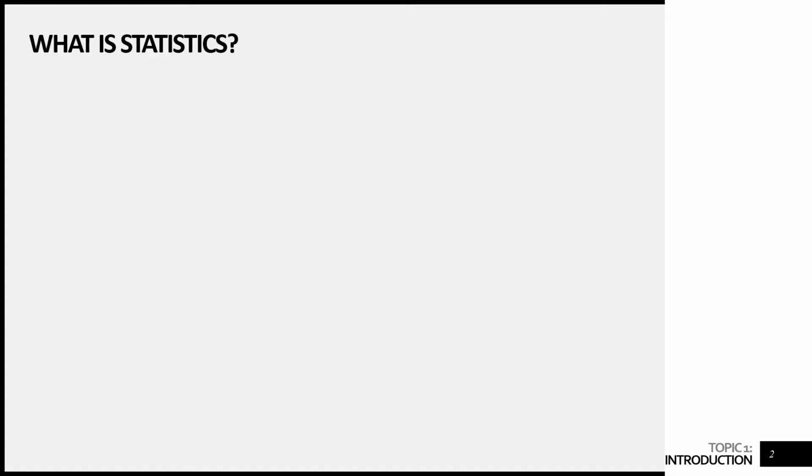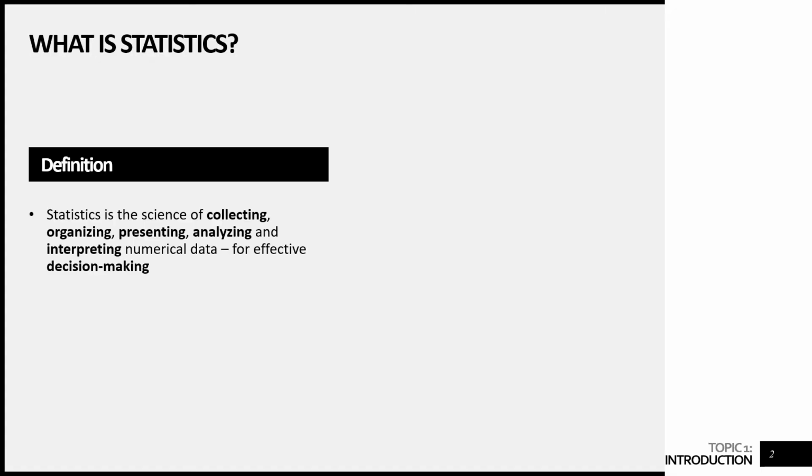Right, so let's start with what is statistics? Statistics is defined as the science of collecting, organizing, presenting, analyzing, and interpreting numerical data. Normally, the results that we get from this exercise, we use them to make good decisions for ourselves. In other words, we can say that statistics is a tool to make effective decisions.